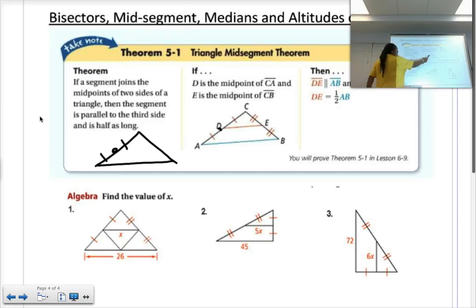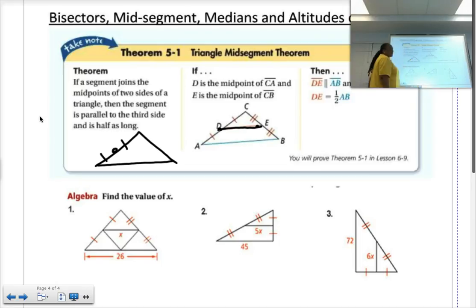They put two tick marks on either side of point E to tell you that CE and EB are the same measure, so we know that E is the midpoint of that side. If you draw a segment from one midpoint on a triangle to a midpoint on the other side of the triangle, that's called a midsegment. That midsegment is parallel to the third side of the triangle. It also has an amazing characteristic. The midsegment is 1/2 the length of the third side of the triangle.